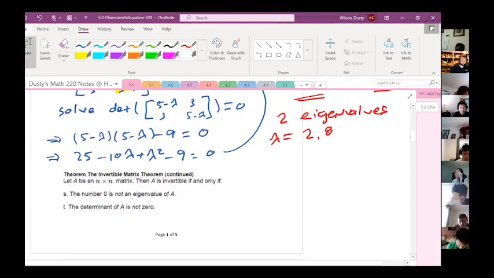So this allows us to add to that invertible matrix theorem. And so we saw before that the matrix is invertible if the determinant is not 0. And now we're adding to that that the number 0 is not an eigenvalue.